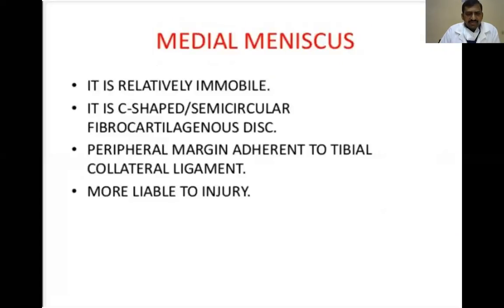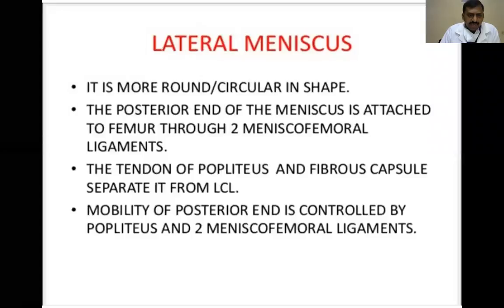The medial meniscus is relatively mobile. It is a C-shaped, semicircular, fibrocartilaginous disc, with its peripheral margin adhered to the tibial collateral ligament, and it is more liable to injury. This is the meniscus most liable to injury, the medial meniscus.